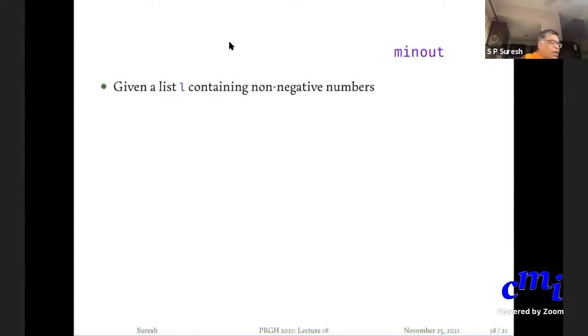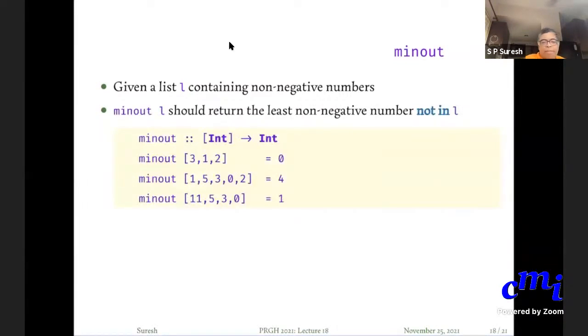Given a list of non-negative integers, minfree of L will give me the smallest non-negative number not in L. Smallest non-negative number in L you can find out by saying minimum, but you want to find the smallest that is not in L. For example, minfree of 3 1 2 is 0. Minfree of 1 5 3 0 2 is 4. If you have 1 1 5 3 0, it's 2. Is the problem clear and are the examples clear?